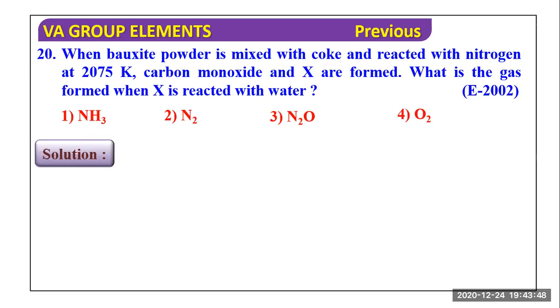When bauxite powder is mixed with coke and reacted with nitrogen, then it will form aluminium nitride. And when X reacts with water, it will give ammonia. Like aluminium nitride reacts with water, it gives ammonia.